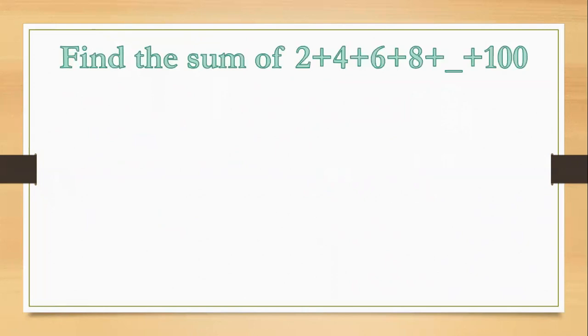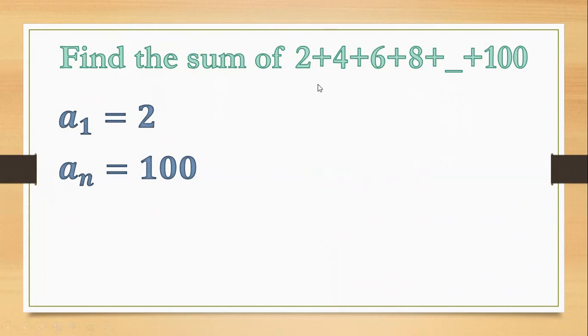Let's have an example. Find the sum of 2 plus 4 plus 6 plus 8 up to plus 100. So it means included plus 10, plus 12, plus 14, and so on and so forth up to 100. First, let's identify the givens. A sub 1 equals 2, a sub n equals 100. The difference, so let's subtract the two consecutive terms. 4 minus 2 equals 2, 6 minus 4 equals 2, 8 minus 6 equals 2. So the difference equals 2.